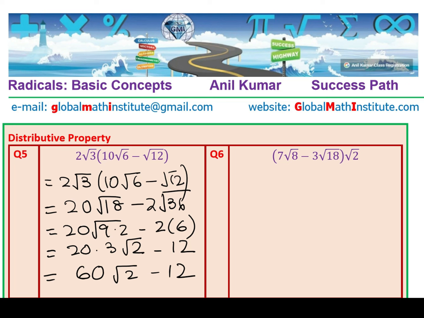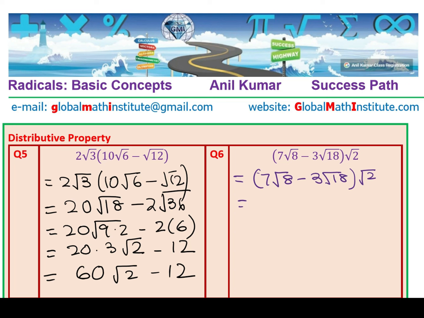So see, that is how we are going to do it. Right. Let's do the next question, which is, in this case, 7 square root 8 minus 3 square root 18. And we are multiplying by square root of 2. So it is written at the end of the thing. It doesn't make any difference. One and the same thing, right?